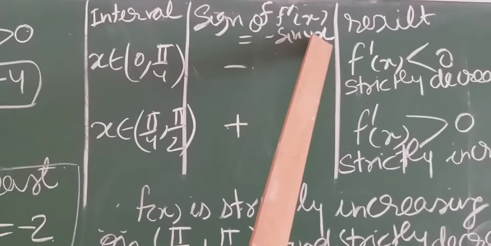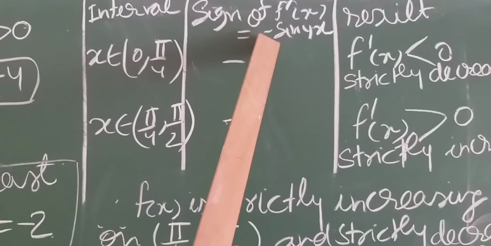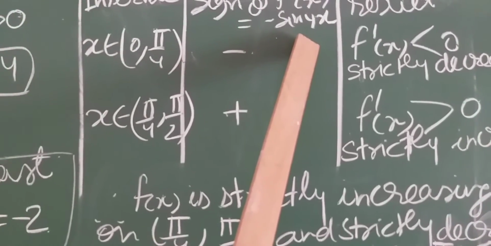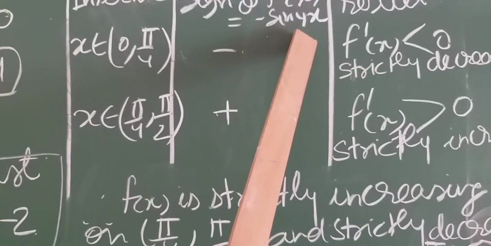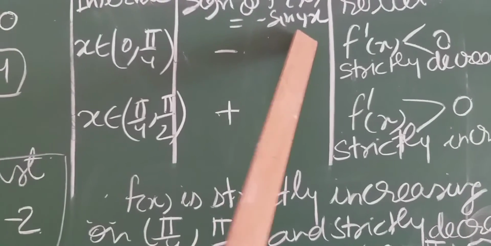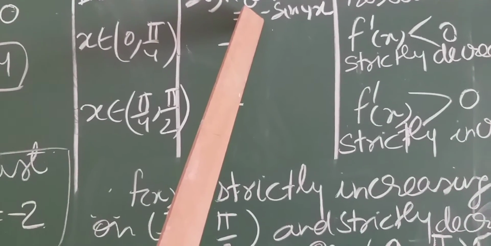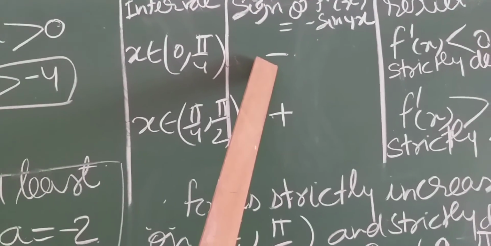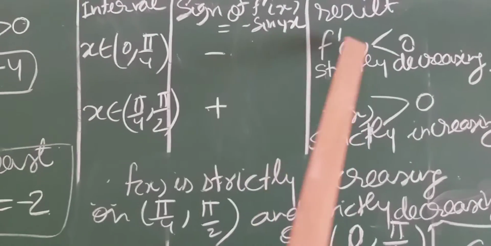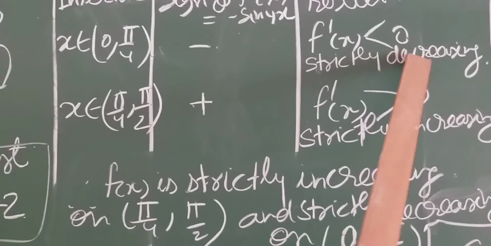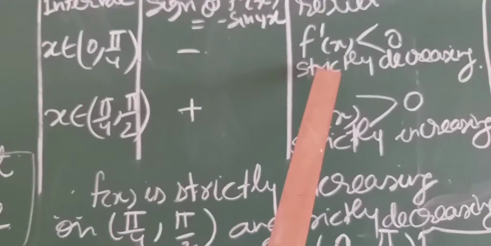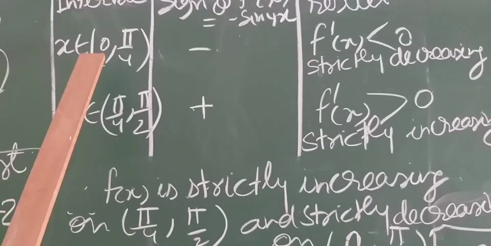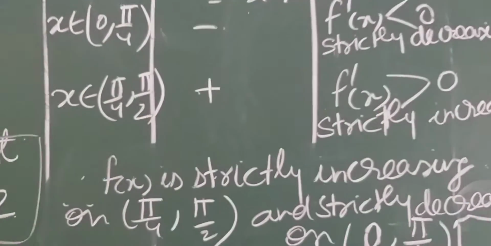So when we put x equal to pi by 6 here, it will become minus sine 2 pi by 3. Sine 2 pi by 3 is positive because in the second quadrant sine is positive, but the minus outside is there, therefore it will be negative. So that's why we write minus. So it means f dash x is less than 0 due to the negative value. So we can write it is strictly decreasing when x belongs to 0 to pi by 4.